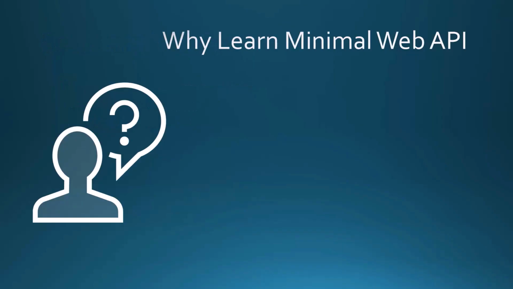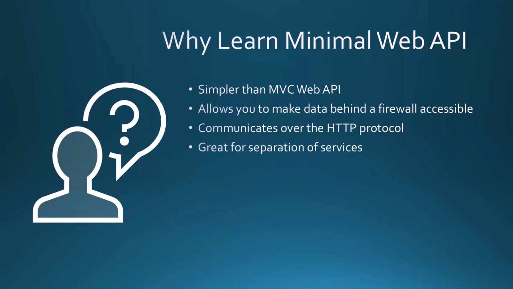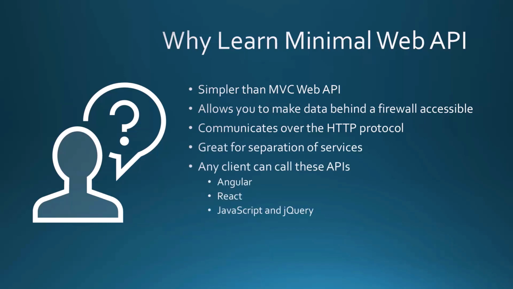So why do you want to learn the Minimal Web API? Well, it's a much simpler model than programming MVC Web API. Just like MVC Web API though, this allows you to make data behind a firewall accessible, and you get to choose what data becomes accessible. Now, it all communicates over the HTTP protocol. It's great for separation of services, and any client can call these APIs. I don't care whether you're calling it from Angular, from React, from JavaScript and jQuery, or maybe some mobile application, they'll all be able to access your minimal web APIs.